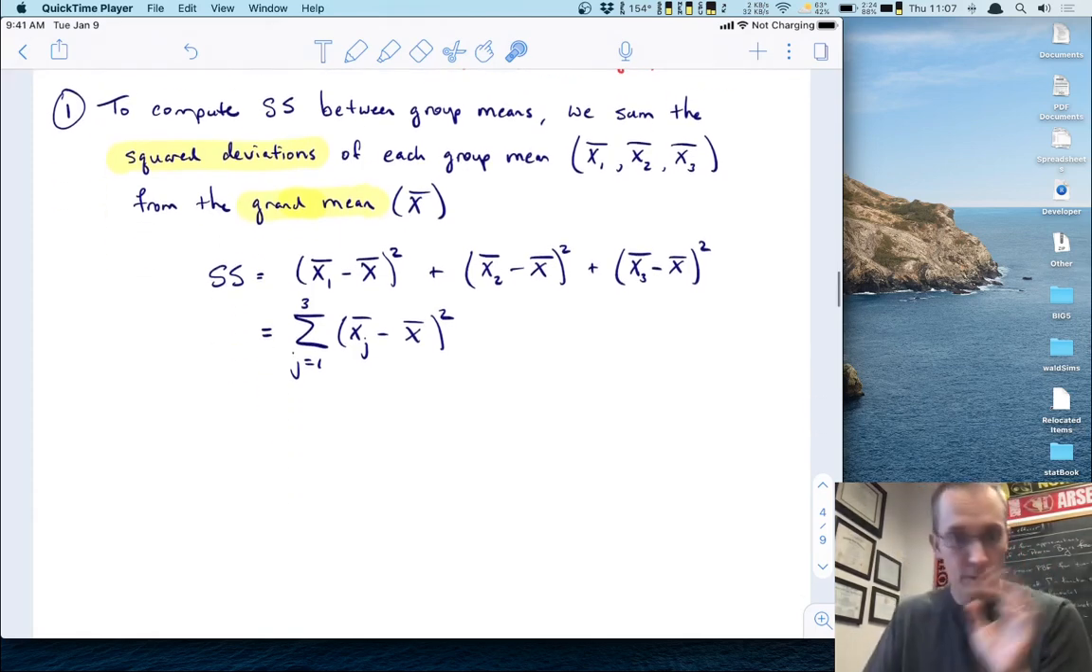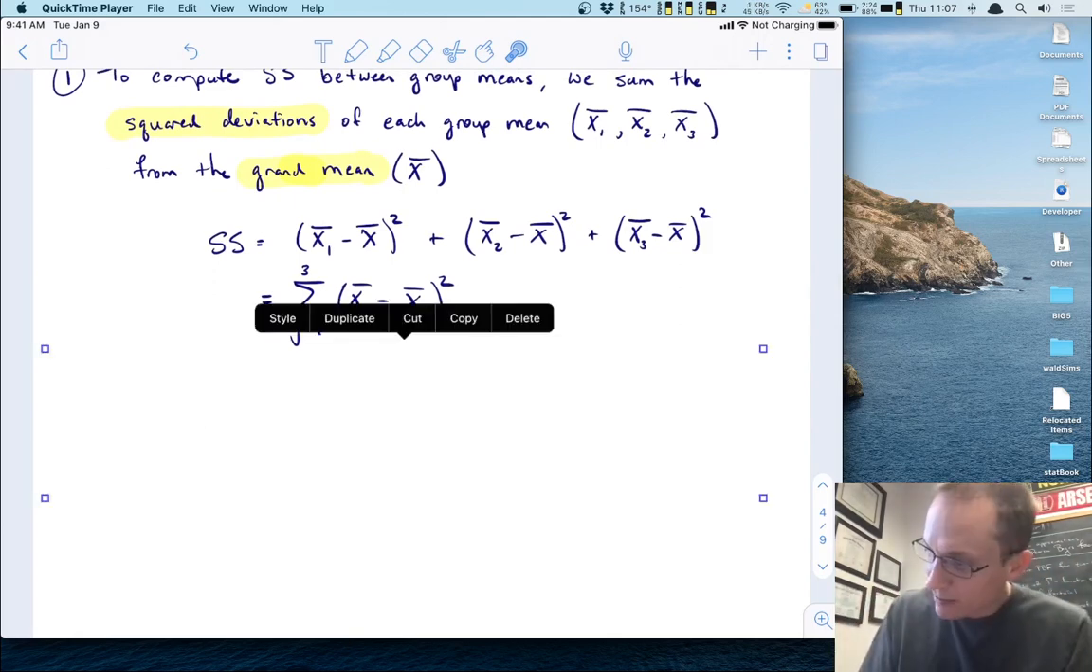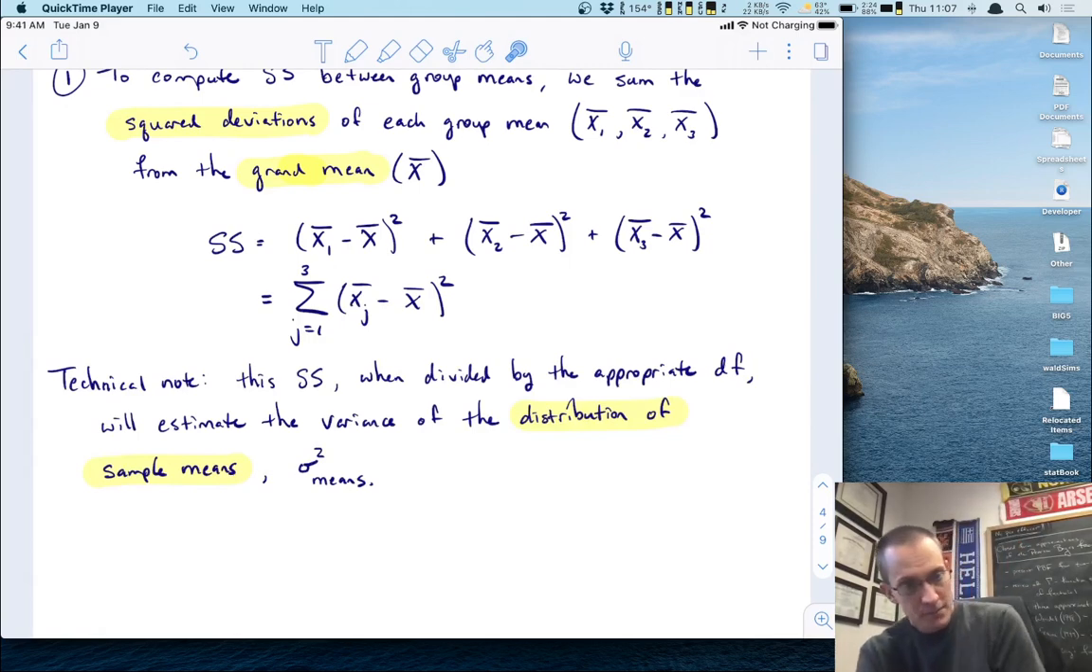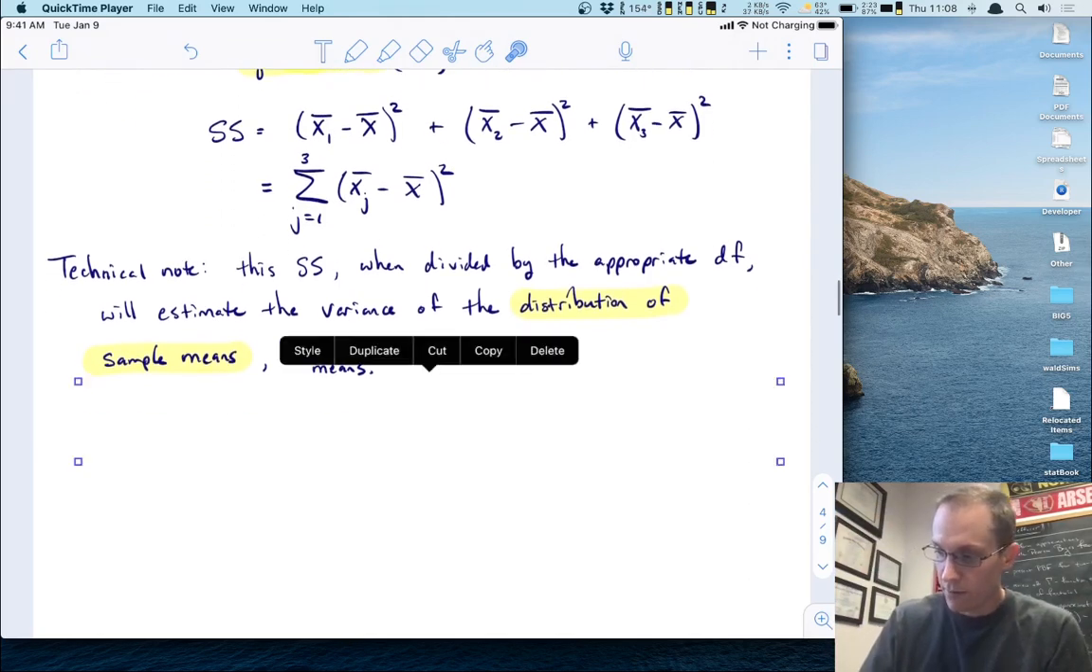Okay. Why do I say almost? In other words, why have I not put a box and shaded this yellow to show you this is how you do it? Well, here's why. There's a little technical note that we need to address. So this sum of squares, when we divide that by the appropriate degrees of freedom, that's going to give us a variance. Particularly, it's the variance of the distribution of sample means. I'm going to denote that as sigma squared sub means, okay?